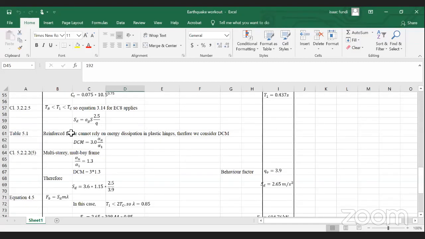Out of it, we can now get what we refer to as the ductility class. Now there are three classes.